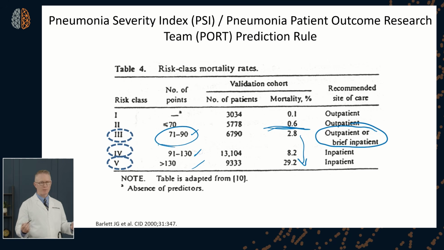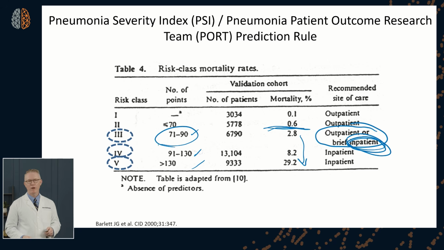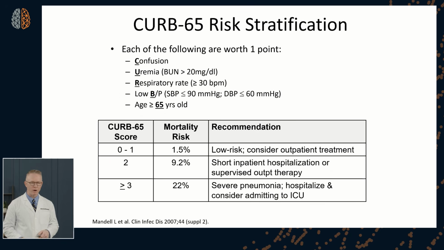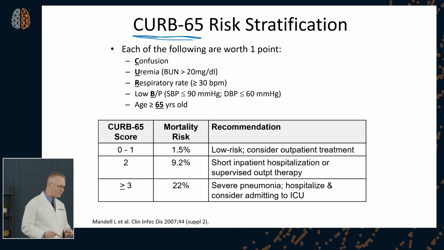So now this can be clinician specific. It can be done in shared decision making with the patient, but in most cases, this patient is obviously going to meet the criteria for being admitted to the hospital. Now, the PSI or PORT score is very convoluted and difficult. And that's where the CURB-65 was developed.